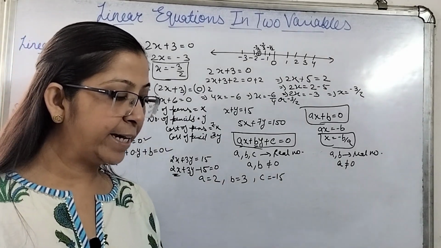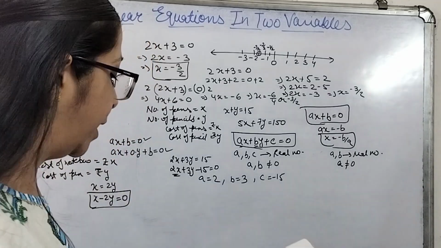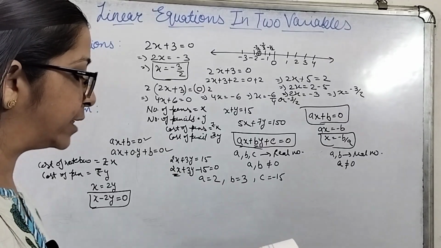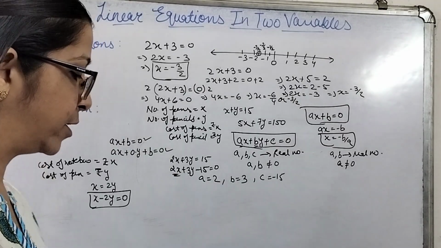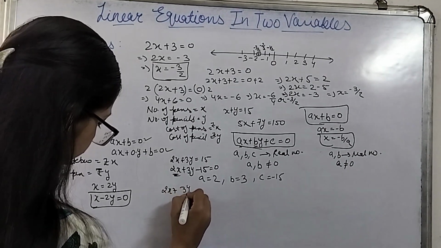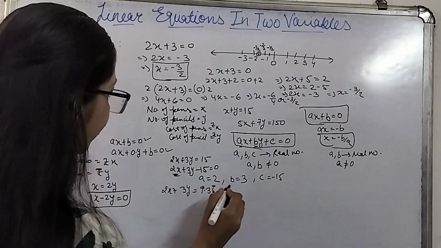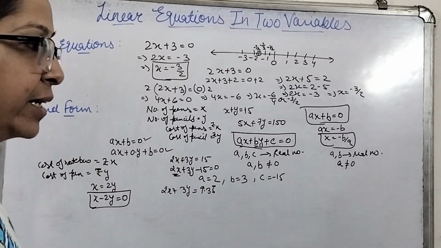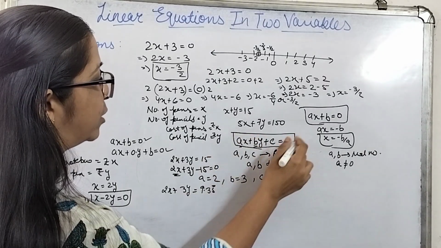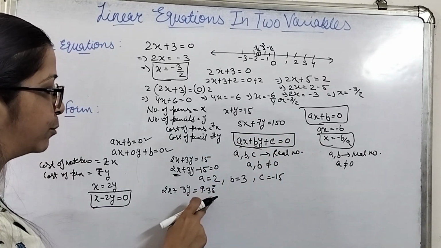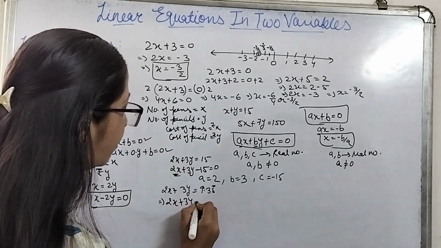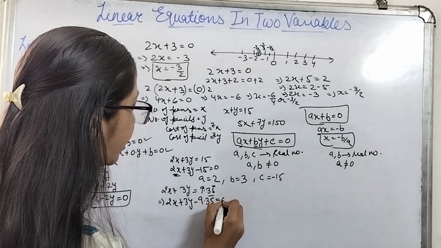Now question number 2, express the following linear equations in the form ax plus by plus c equivalent to 0. That means we have to represent it in the standard form and indicate the values of a, b and c in each case. So the first part we are taking is 2x plus 3y is equivalent to 9.35 bar. Bar simply means that 5 is repeating again and again. It is a non-terminating repeating type of decimal representation. So for converting it into standard form, we have to take this 9.35 bar to the LHS. So this will become 2x plus 3y minus 9.35 bar equivalent to 0.